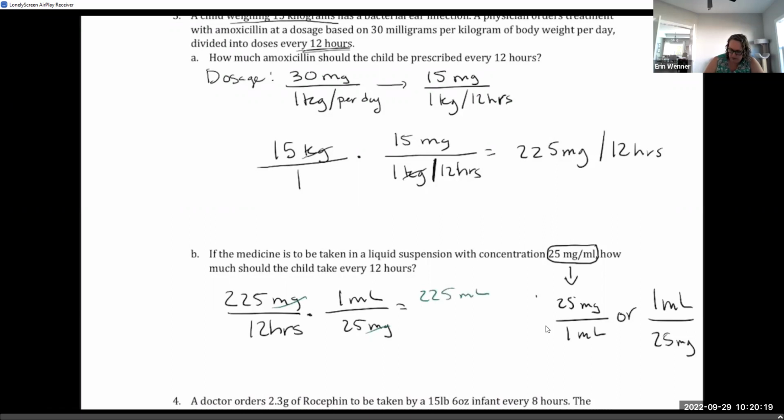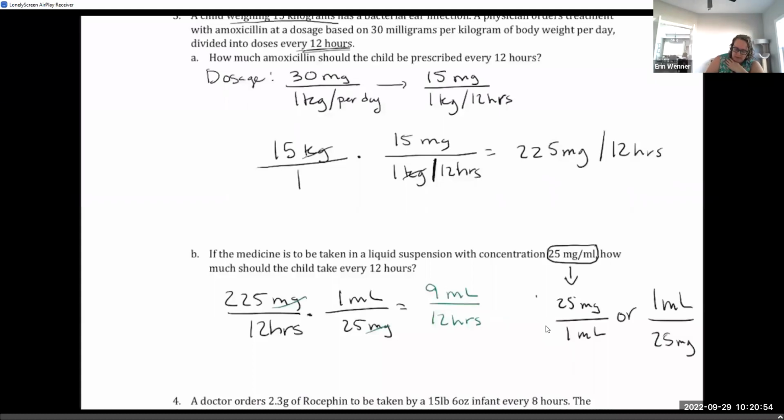And we end up with 225 milliliters over 25. Right, if we did 12 times 25. So we're going to need to divide that 225 by 25, which gives us 9 milliliters over 12 hours. And yes, I know technically speaking, 9 and 12, that fraction, we can reduce, but we don't care about reducing it right now because we're saying how much does the child take every 12 hours.